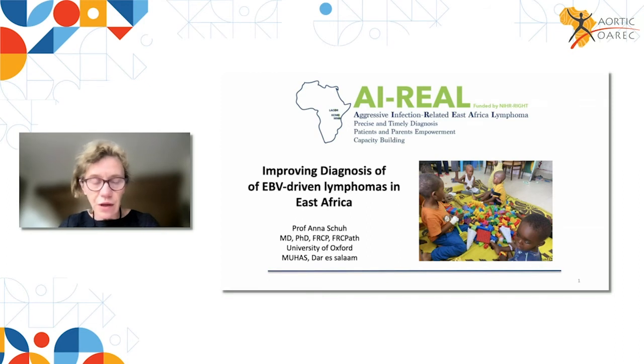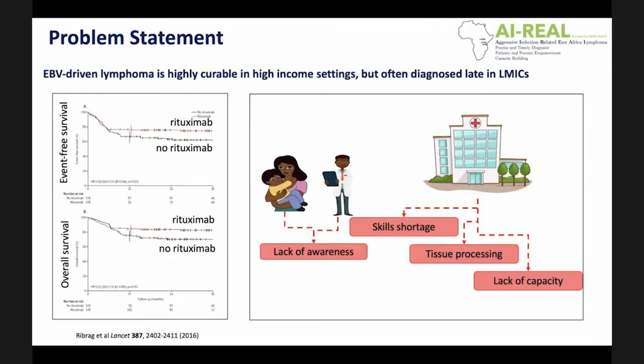So I'm going to talk to you about our program on aggressive infection-related East African lymphomas, or AR-REAL, because it's a little bit of a mouthful, the name. I think everybody on this call is very familiar that EBV-driven lymphomas are highly curable, especially in high-income settings, but they're often diagnosed very late in LMIC. And we have already seen from the previous speaker that this goes not just for EBV-driven lymphomas, but for lymphomas and in general cancer as well.